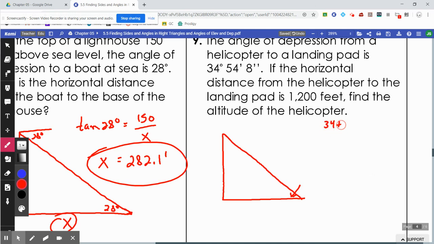A reminder, that'll be 34 degrees plus 54 minutes, which would be 54 sixtieths, plus 8 seconds would be 8/3600ths. So that angle as a decimal is equal to right at 34.9 degrees. We'll use that as our angle of elevation there, or angle of depression. So it's looking down. If the horizontal distance, that's the distance from here to here, from the helicopter to the landing pad is 1,200 feet. Find the altitude of the helicopter.